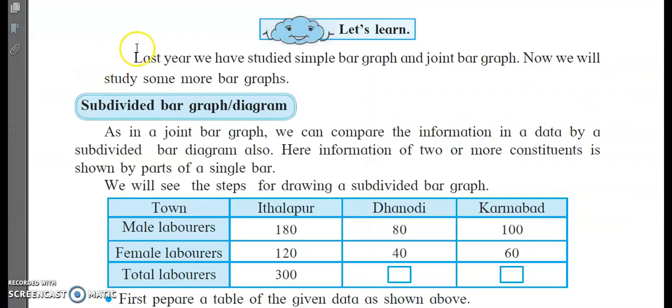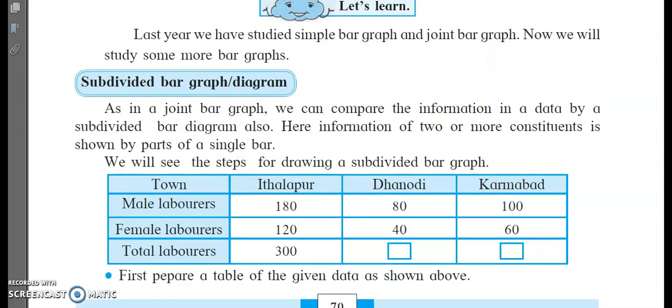Now last year we have studied simple bar graph and joint bar graph also. Now we will have some more bar graphs. So here subdivided bar graph or bar diagram is given. As in a joint bar graph, we can compare the information in a data by a subdivided bar diagram also. You have already studied what is meant by simple bar diagram or bar graph and what is meant by joint bar graph. Now we have to see subdivided bar graph.